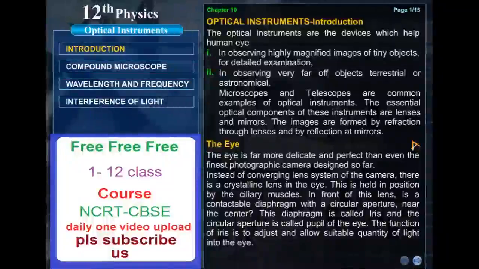Optical Instruments. Introduction. The optical instruments are the devices which help the human eye in observing highly magnified images of tiny objects for detailed examination, and in observing very far-off objects, terrestrial or astronomical. Microscopes and telescopes are common examples of optical instruments. The essential optical components of these instruments are lenses and mirrors. The images are formed by refraction through lenses and by reflection at mirrors.